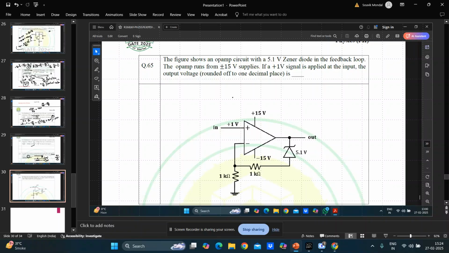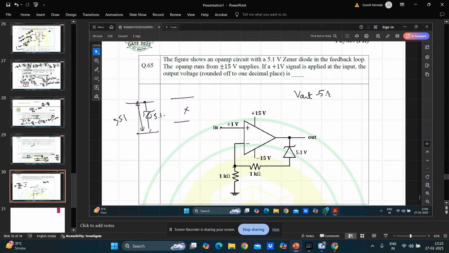Now for this problem, from the virtual ground concept, this V in will come to here. So your V out minus 5.1. A Zener diode will only act in the breakdown region. So if you have a Zener diode whose operating voltage, the breakdown voltage, is 5.1 volts, then only if this difference of voltages is greater than 5.1 will it operate. Otherwise it will act as an open switch; it will disconnect. So the difference of these two should be such that it is always greater than 5.1. This you have to remember.